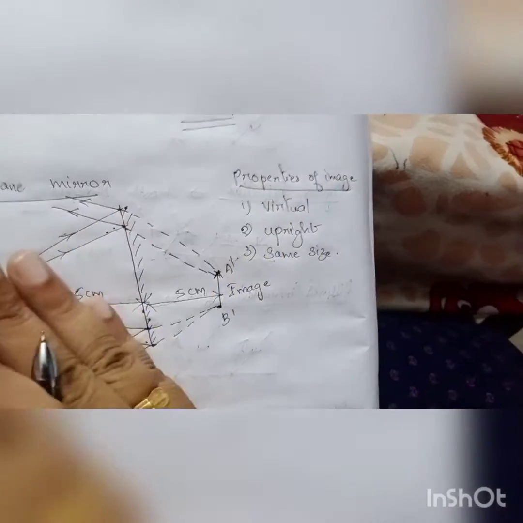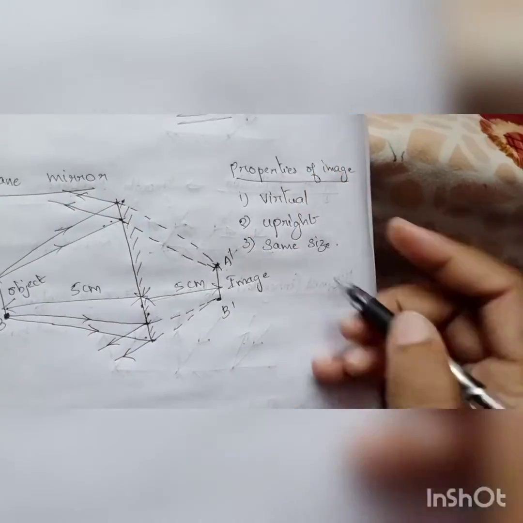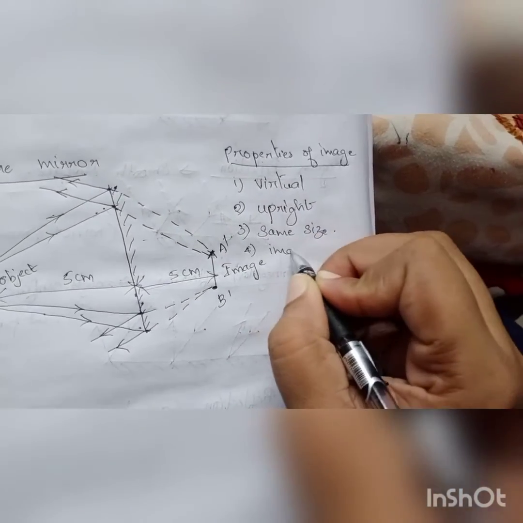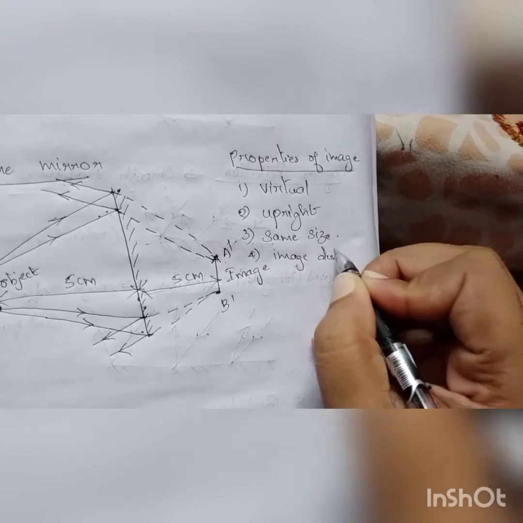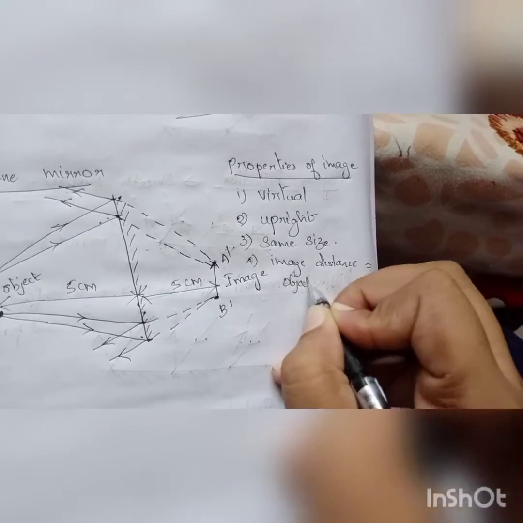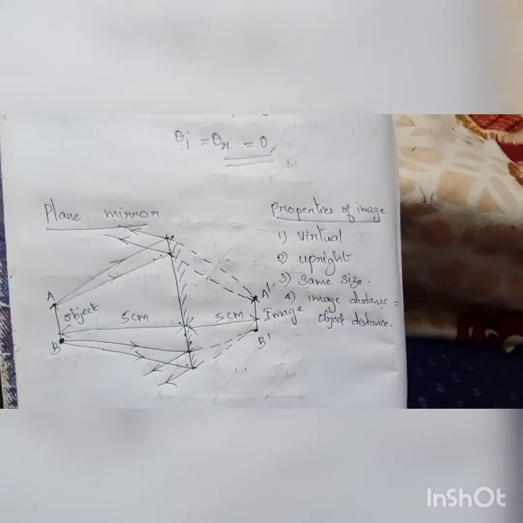Virtual means it is formed behind the mirror, or inside the mirror. The fourth one is that image distance will be equal to object distance. These are the important properties of an image formed by a plane mirror.